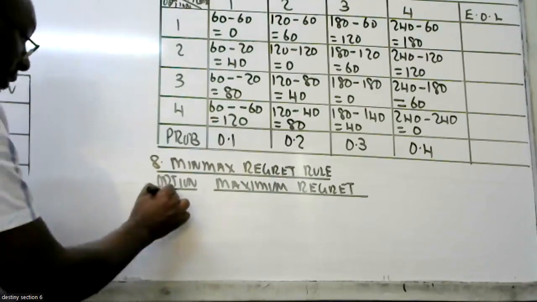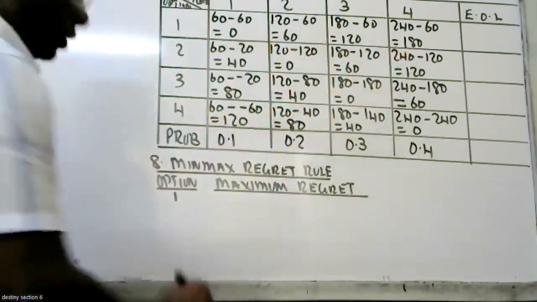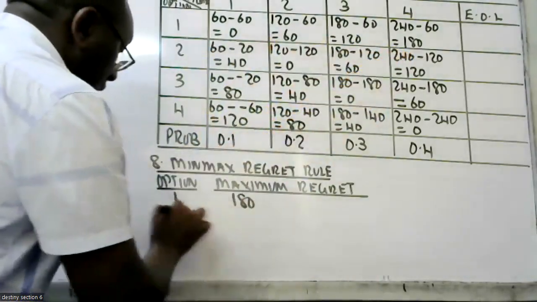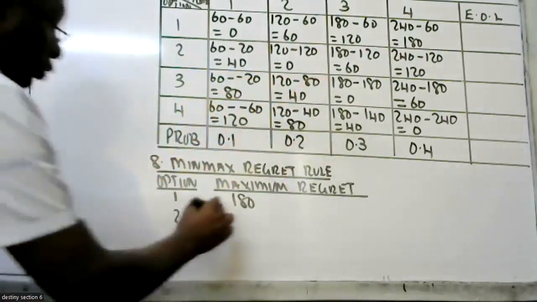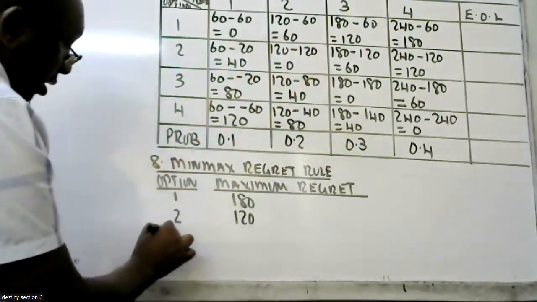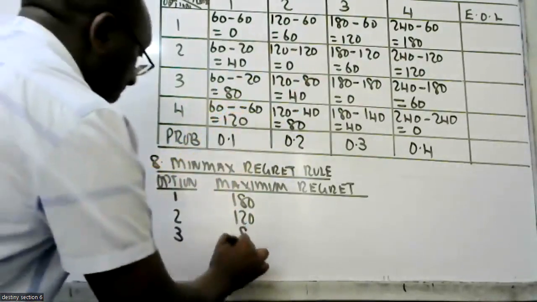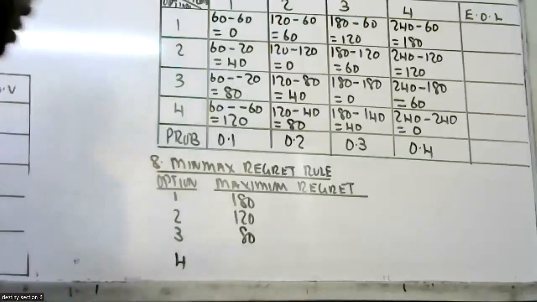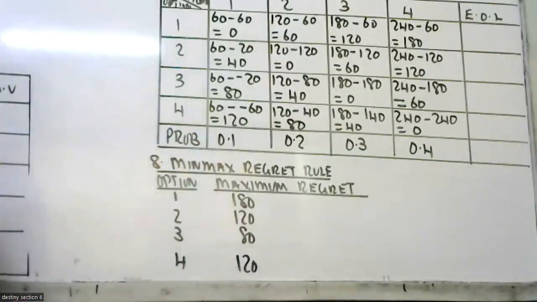So number one, the maximum regret in number one is 180. In number two, we have 120. In number three, we have 80. And in number four, we have 120. Those are the maximum regrets.